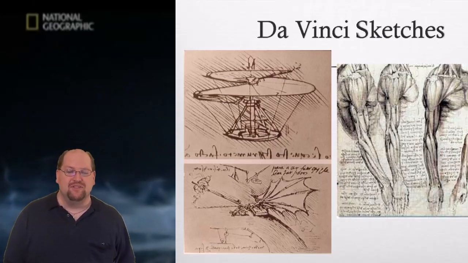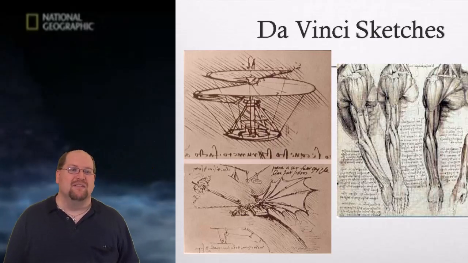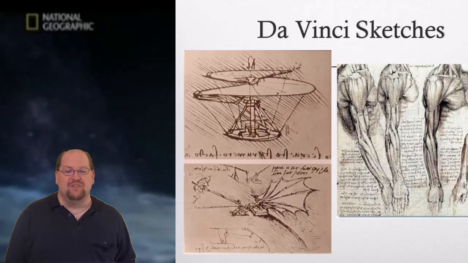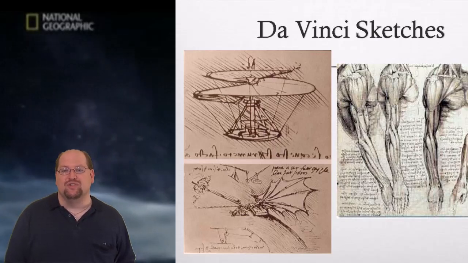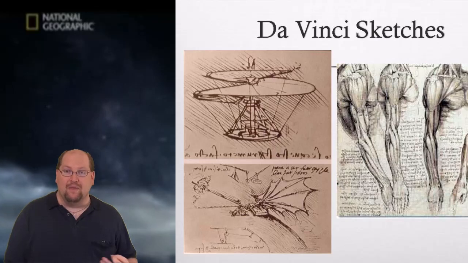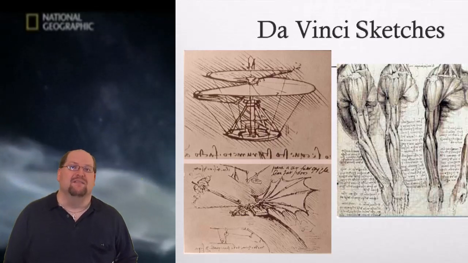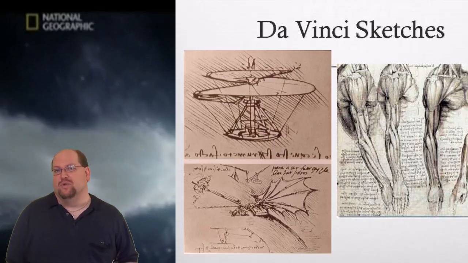These notes that he kept today are known as his codex. And a lot of these codexes or copies of them can be seen online, but the originals are actually kept in storage in some museums around the world. Pretty much the Vatican, if I'm not mistaken, as well as the Louvre, is where the originals are.